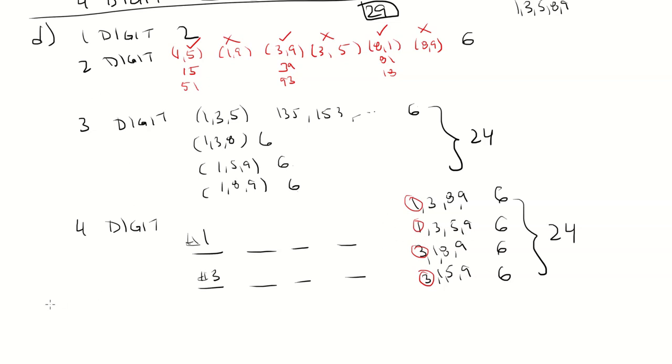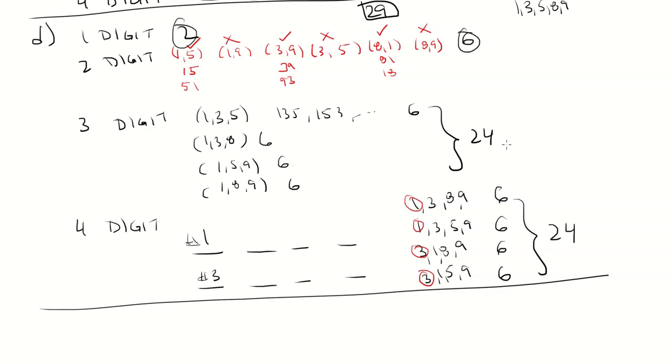So to add these all up, we have 2 plus 6 plus 24 plus 24. That's going to give us a total of 56. And that's our answer.